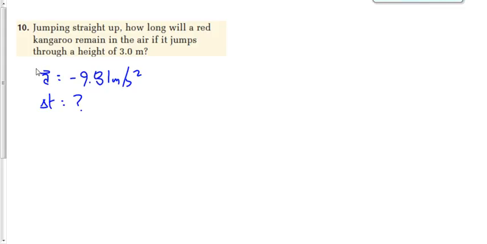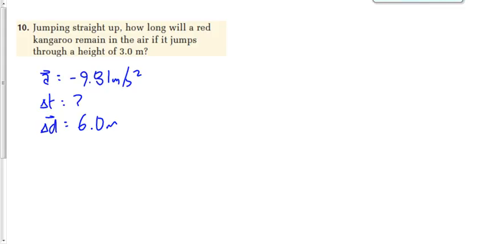What do we got here? The displacement is 3 meters. That's how high the kangaroo goes. Anything else? Yeah. Oh, yeah, good question. Wouldn't the displacement be 6 meters because it's going up and down? Who says 6 meters? Ooh, you're not getting very much support there.